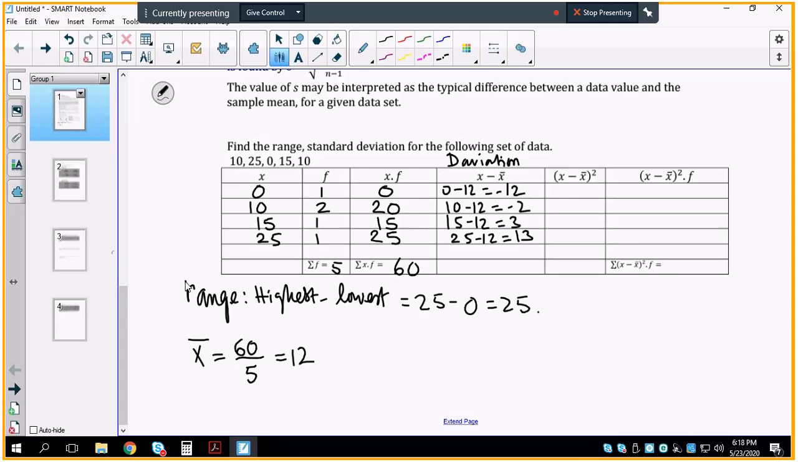Now I do the deviation square. So negative 12 squared, and that should be a positive 144. Negative 2 squared, so that's 4. 3 squared is 9. 13 squared is 169. And I'm going to multiply each of these deviation squares by the corresponding frequency. So I get 144, but the 4 I will multiply by 2 and get 8. And then 9, and finally you will get 169 times 1, so 169.